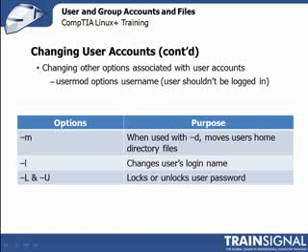To change other options associated with user accounts, you use the command usermod. The syntax is similar to the other commands, and it's simply usermod options followed by username. There are only three options with this command. The first is -m, which when used in conjunction with -d moves the user's home directory files. -l is used to change the user's login name. And -L and -U lock and unlock a user's password respectively. Let's switch back to our terminal window and try out this command.